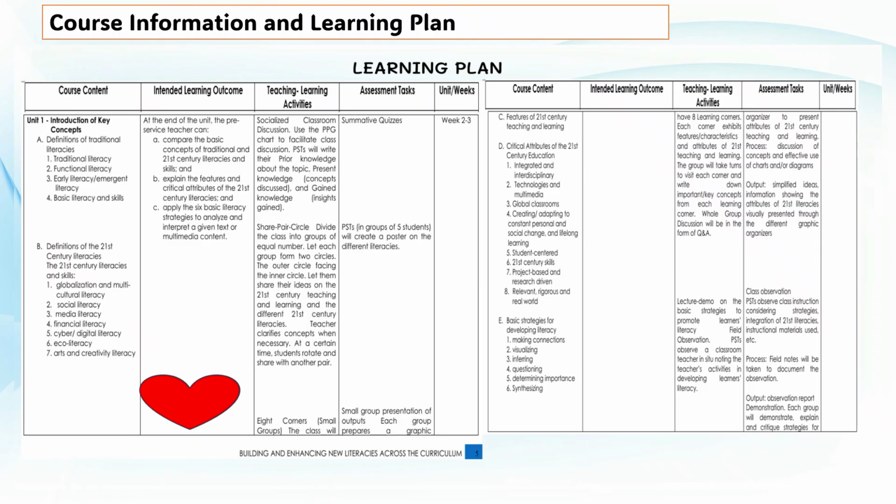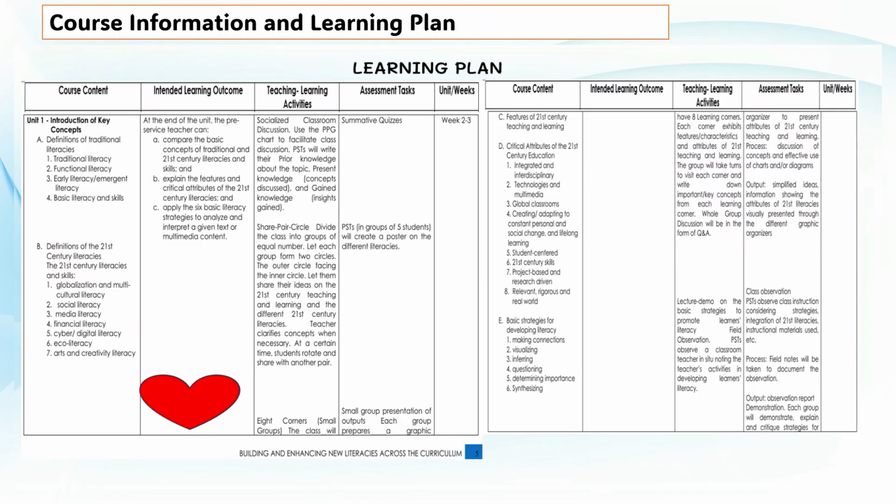Part E: Basic strategies for developing literacy. Finally, we highlight 6 basic strategies for developing literacy. Making connections. Visualizing. Inferring. Questioning. Determining importance. Synthesizing. Activity. We will have a lecture demonstration on these strategies, followed by class observation.